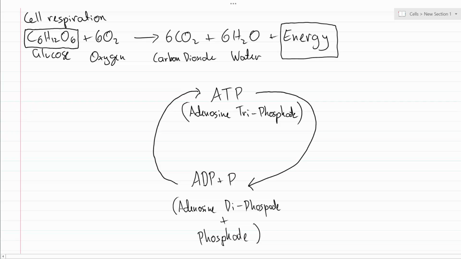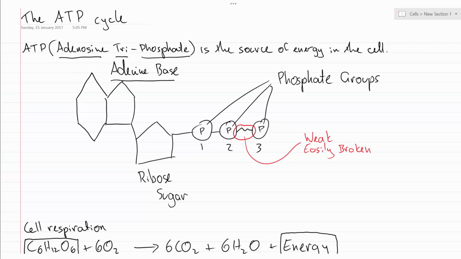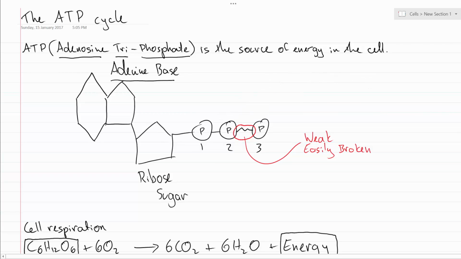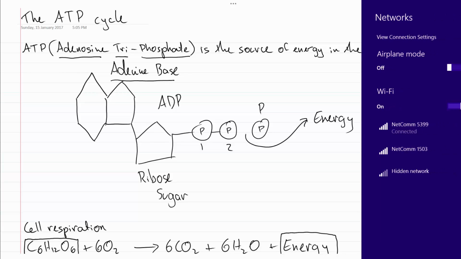So the way in which ATP becomes ADP plus P, if we go back up to our original diagram here, remember we have this weak, easily broken bond here between 2 and 3. Now if this bond is broken, then you can now see what we've got. What we are left with is an ADP, a P here, and then we get this energy release from that bond that was once formed.